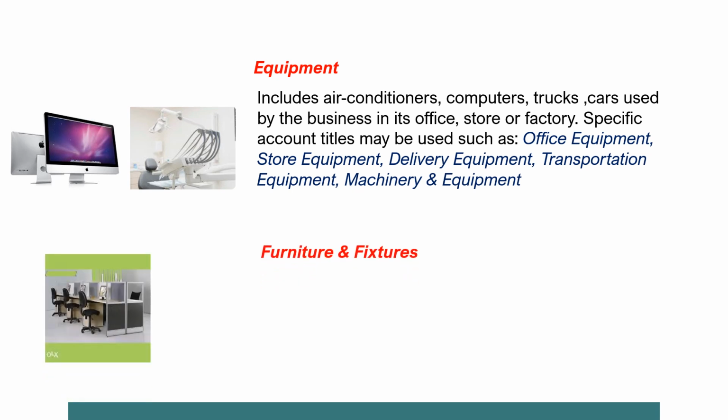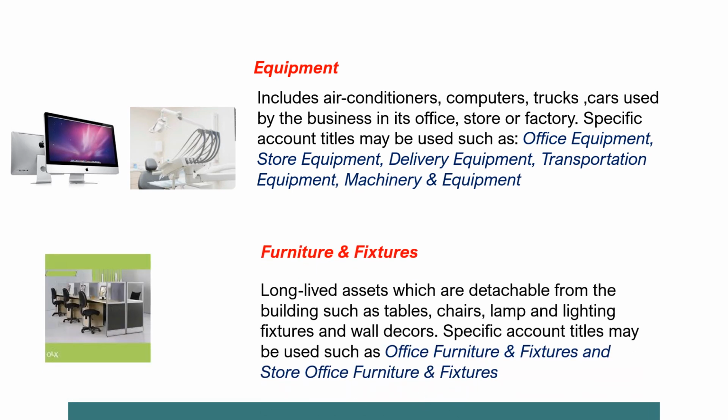We also have furniture and fixtures. These are long-lived assets which are detachable from the building, such as tables, chairs, lamps, lighting fixtures, and wall decors. Same with equipment, specific account titles may also be used, such as office furniture and fixtures and store furniture and fixtures.